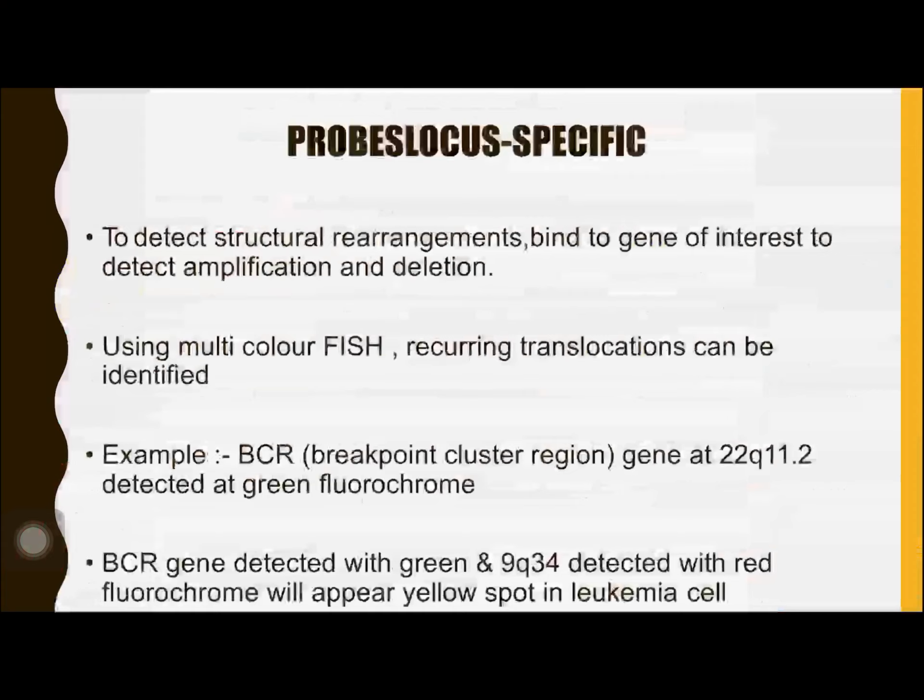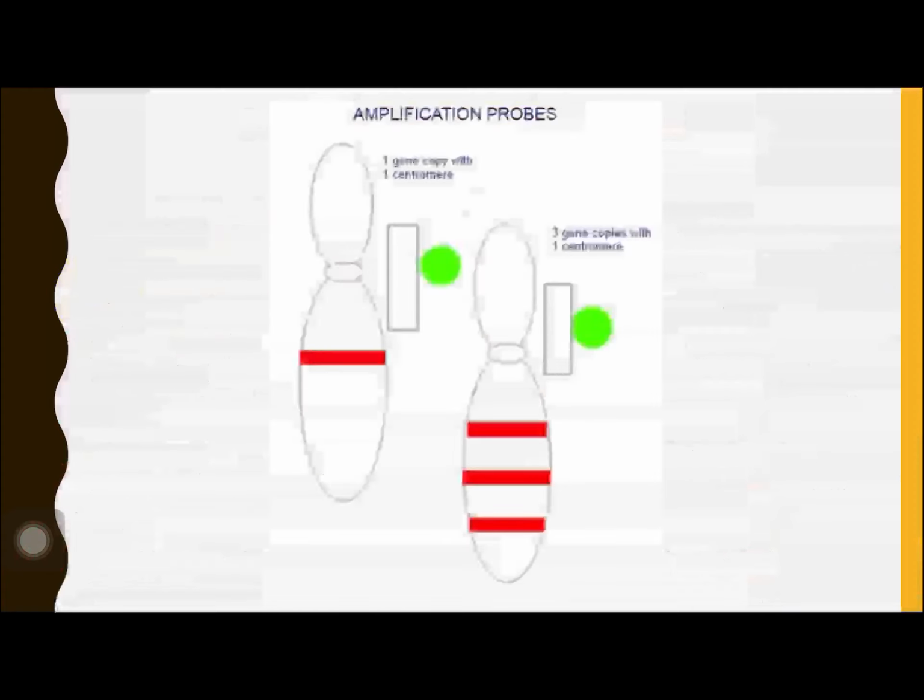Locus-specific probes are used to detect structural rearrangements, and bind to the gene of interest to detect amplification and deletion. Using multicolor FISH, recurring translocation can be identified. Example: the PCR gene is detected with green and red fluorochromes, which will appear as a yellow spot in the leukemia cell.